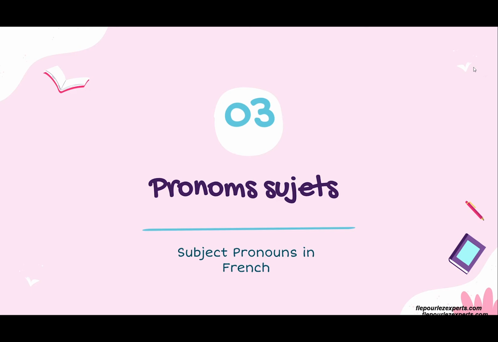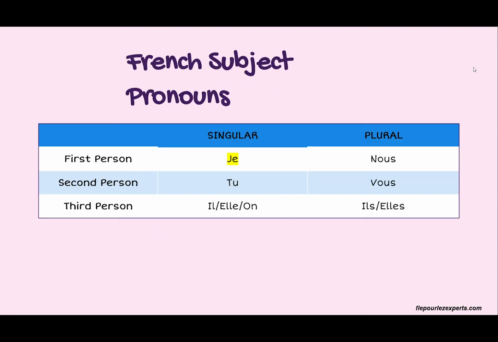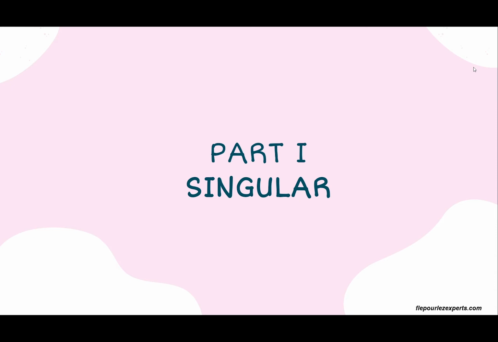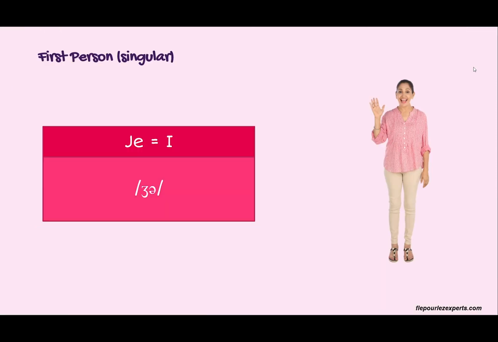Now, time to learn subject pronouns in French. Pronom sujet. So what are different French subject pronouns? Je, tu, il, elle, on, nous, vous, ils, elles. Time to learn them in detail. Part 1, singular. Je. First person singular, je, I.